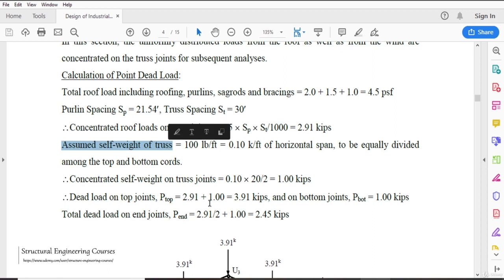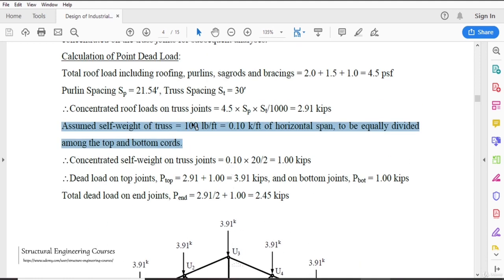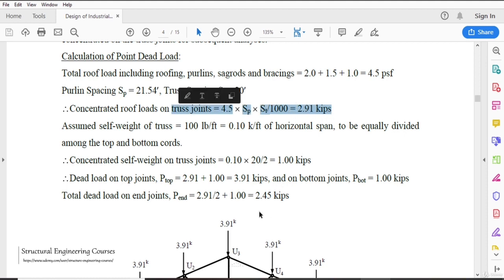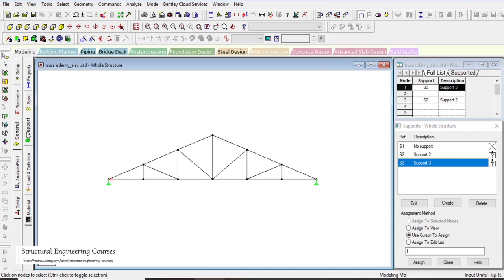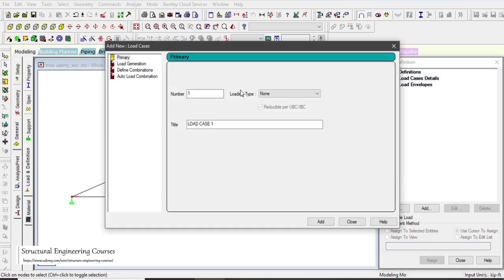Now as we are not designing it manually, and we are designing it with the help of STAAD software, that is this truss section here we are designing it in STAAD, we do not need to consider the self weight, because STAAD itself has a command to consider the self weight also. So now we shall apply the roof loading on the top as 2.91 kips. So we can go to the load and definition here. Here we can enter the value as, first of all, dead load.